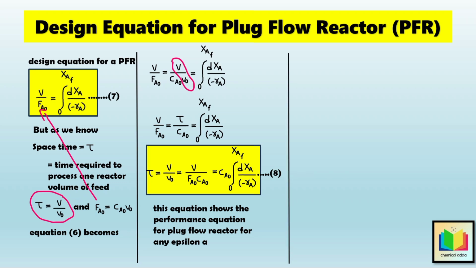Now, let's take a special case. If the feed entering the reactor is already partially converted, that means the reaction has already started before entering the reactor, so the conversion inside the reactor is measured based on that partially converted feed.